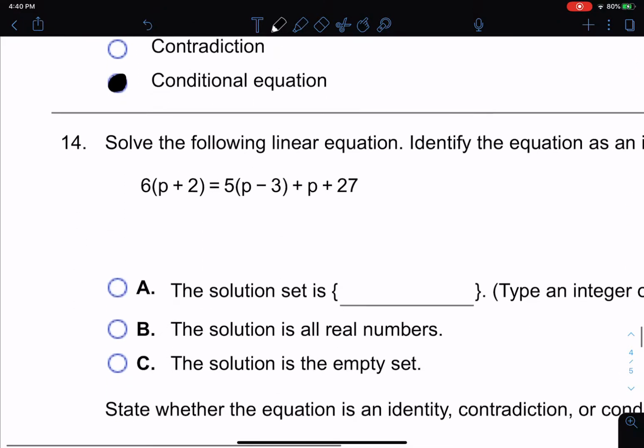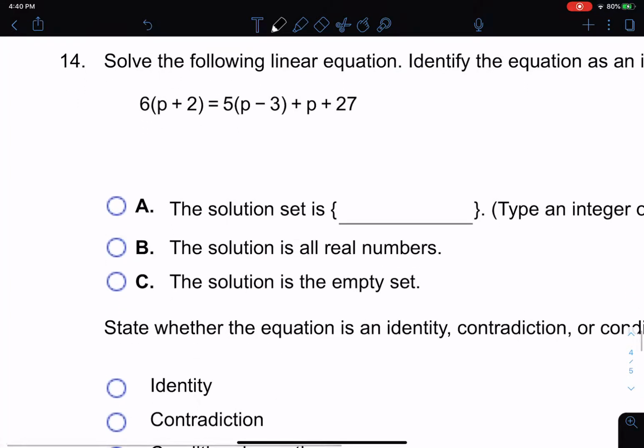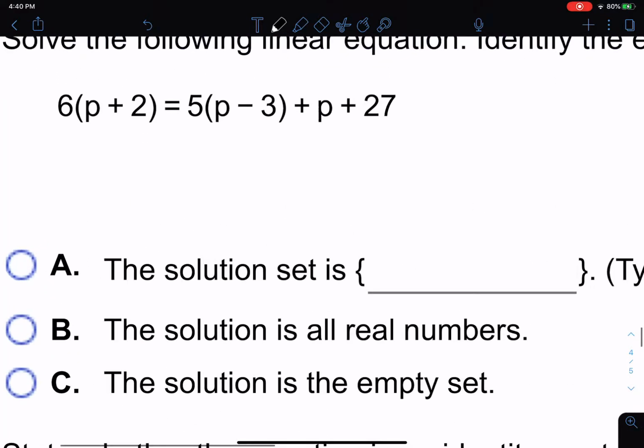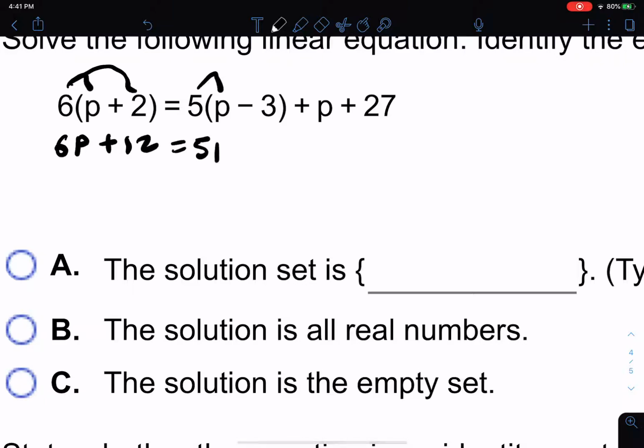We're almost there. Number 14. Use the distributive property to start to simplify. 6p, 6 times 2, 12. Distribute the 5, 5p. Distribute the 5, never forgetting the negative. 5 times negative 3 is negative 15. Plus p, plus 27. Now once again, here's the equal sign.